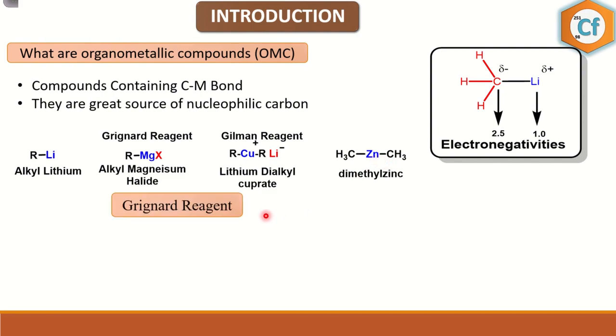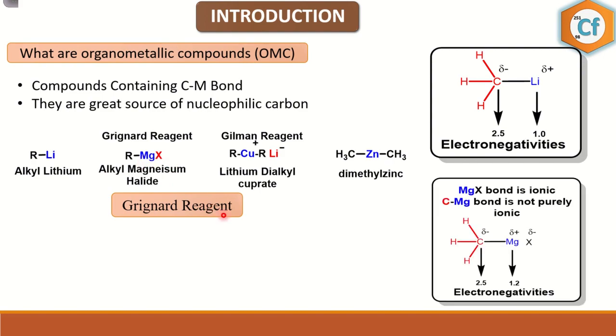Then we come to the Grignard reagent. What is Grignard reagent? We know that it is also known as alkyl magnesium halide and it has the formula RMgX. So this is the Grignard reagent, and I have taken methyl magnesium halide. X stands for any halide. It could be chlorine, bromine or iodine. Magnesium being electropositive, it will donate its electron to the carbon and intensify the negative charge on this carbon.